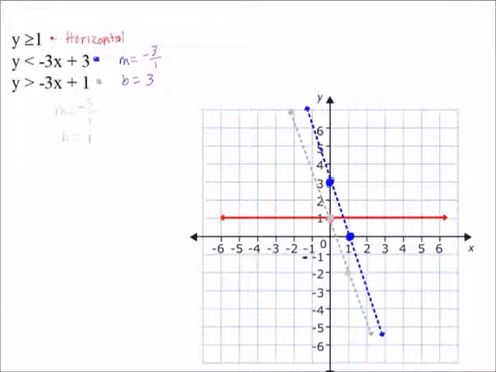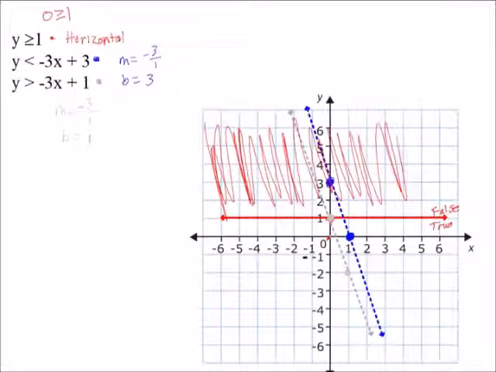Okay. So, for the red, here's your test point. There's your test point right here, 0, 0. So, this is the true side. This is the false side right here, okay? So, is 0 greater than 1? No. So, we have to shade the false side. Okay? In blue, here's your test region, test point. So, that means that this is going to be the true side. And the false side on the other side.